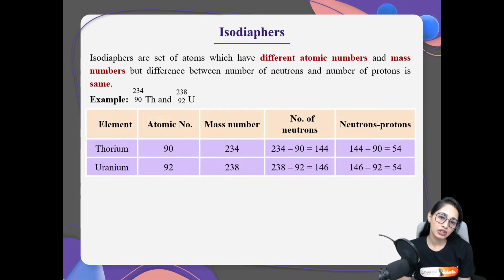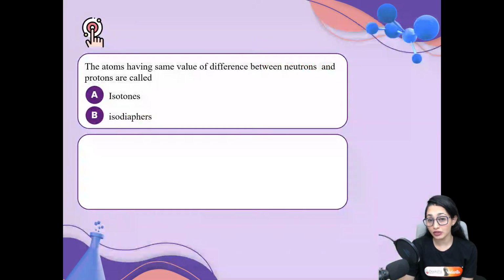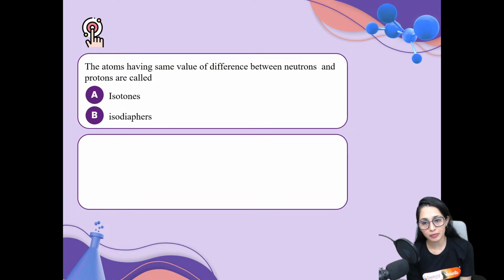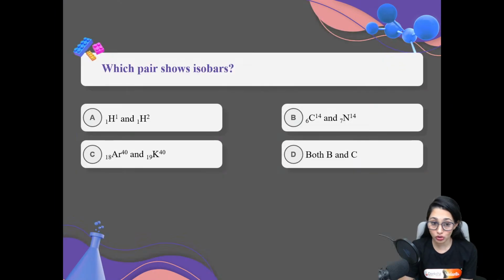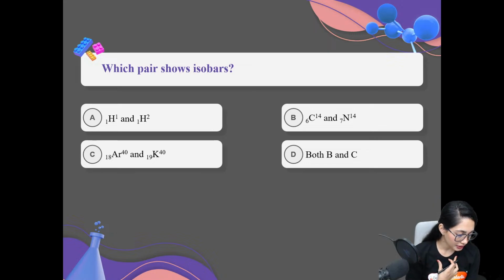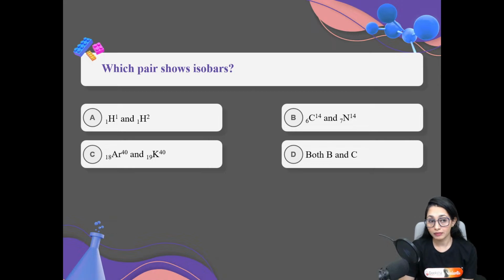Yes. You can take down the examples. Let's not discuss isodiaphers and isoelectronic species. It's going to be too much for you. We'll discuss that while studying for 11th grade. The atoms having the same difference between neutrons and protons are called isodiaphers. You'll be learning that in your higher grades. For now, try to comprehend this and practice more and more questions. We'll conduct a weekly quiz as well.